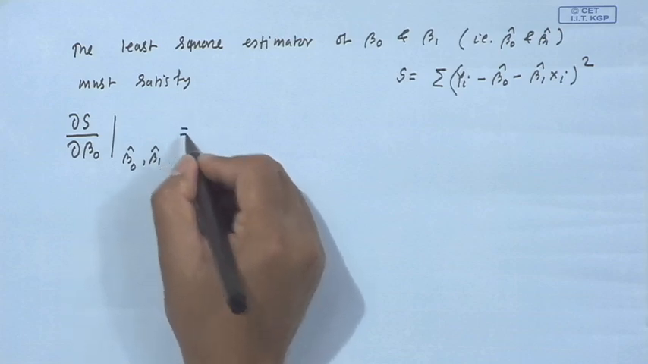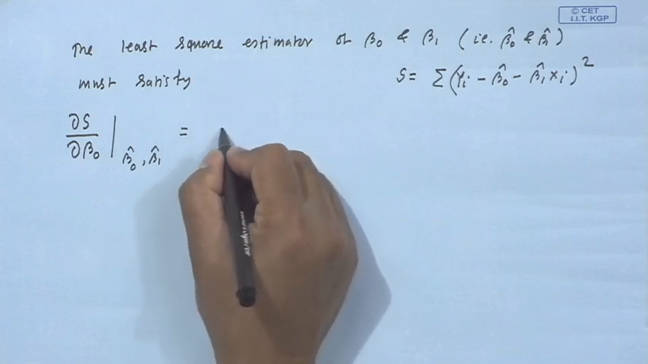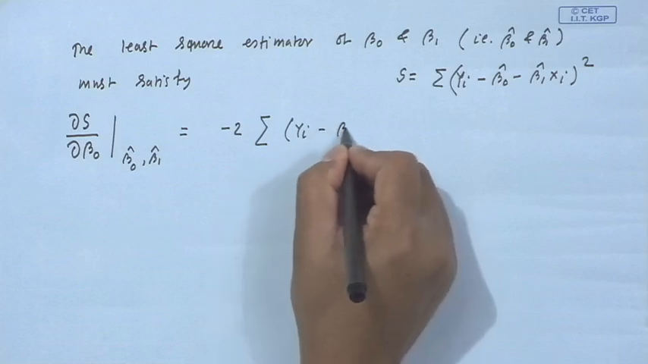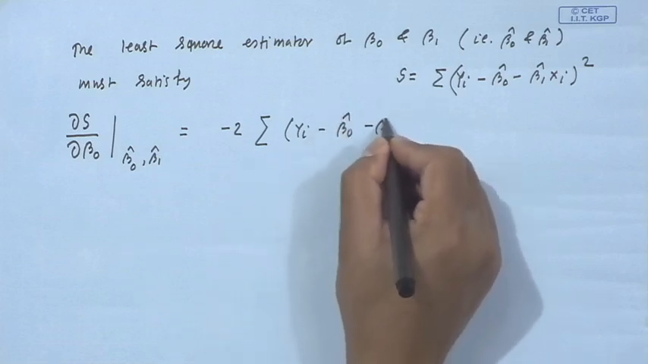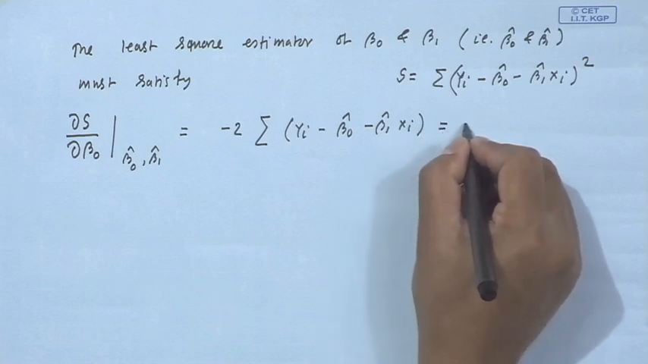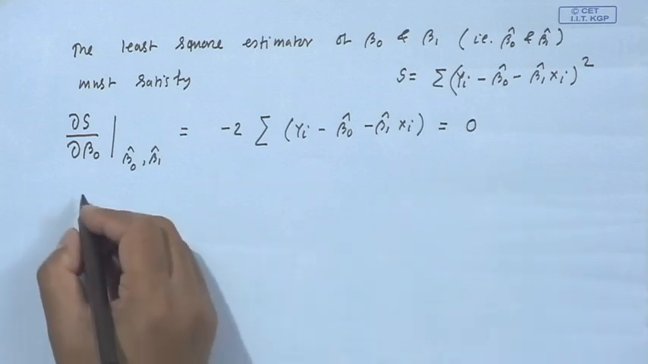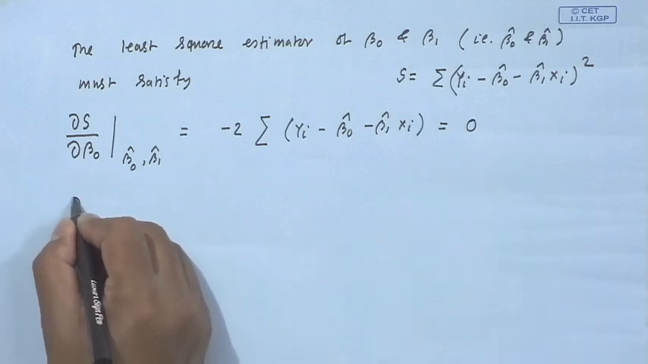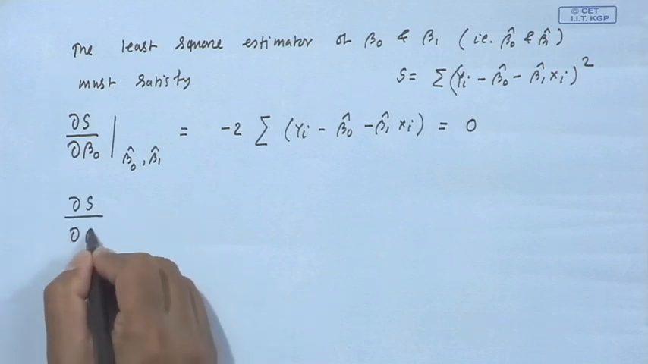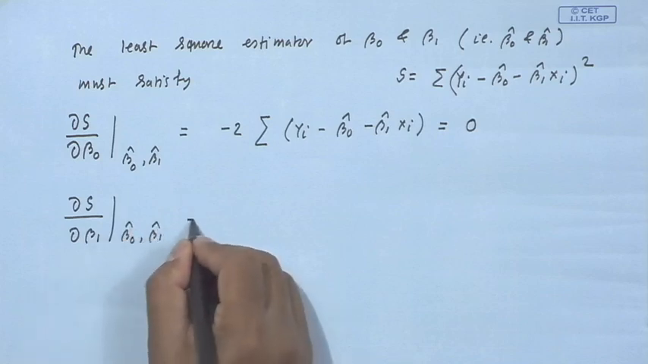So, this one is equal to the partial derivative of this one with respect to beta naught, which is minus 2 summation y I minus beta naught hat minus beta 1 hat x I, equal to 0. So, this is one equation, and the other one is the partial derivative of S with respect to beta 1 at the point beta naught hat, beta 1 hat.